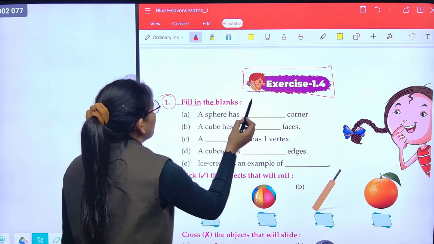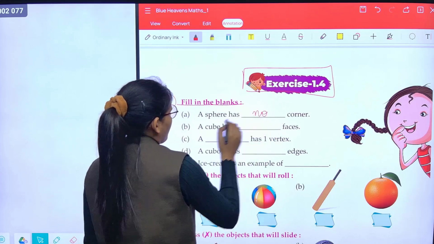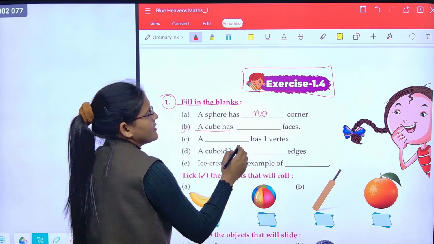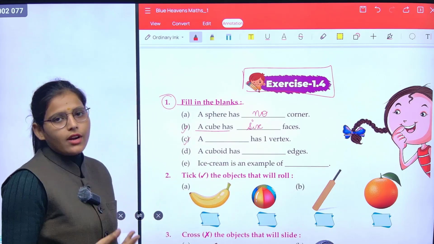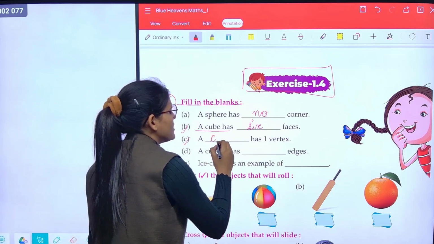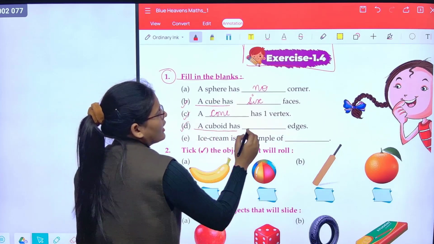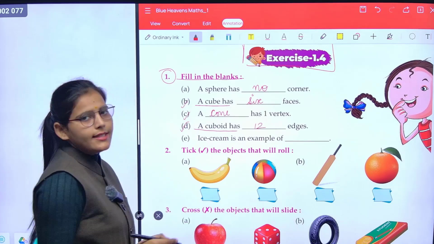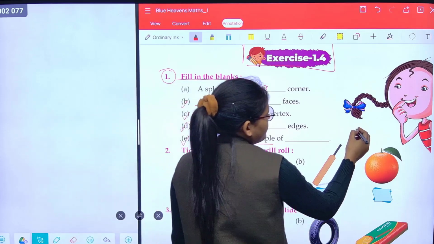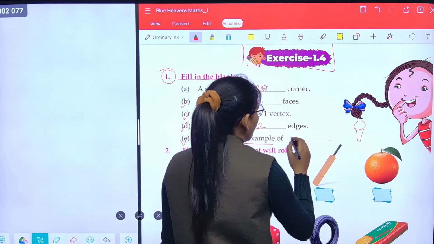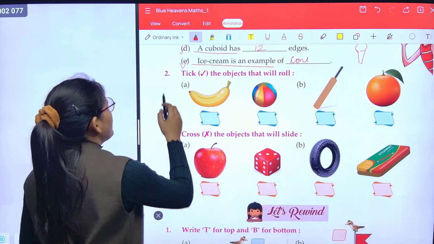क्वेश्चन नंबर 1, fill in the blanks. Now a sphere has, class, no corner. Now B part, a cube has 6 faces. Now C part, a dash has 1 vertex, it is cone. C-O-N-E, cone. Now, a cuboid has 12 edges. Now, ice cream is an example of, class see, cone. Understand? Now, come on, question number 2.